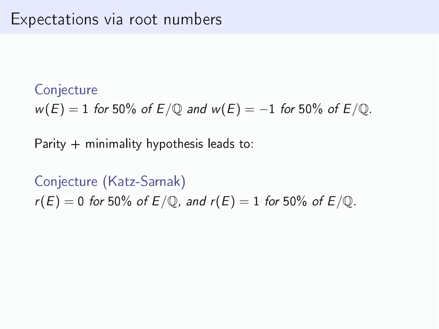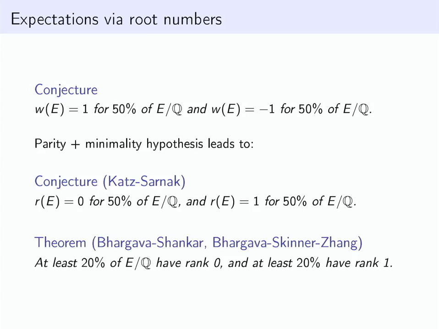And there's been some remarkable recent progress toward this conjecture. It's now a couple of years old, but I still think it is mind-blowingly beautiful and incredible that we can prove these things. In particular, using work of Bhargava and Shankar and Bhargava, Skinner, and Zhang, you can prove that at least 20% of elliptic curves have rank 0, and at least 20% have rank 1. I should say this conjecture is indeed a conjecture. It is open.